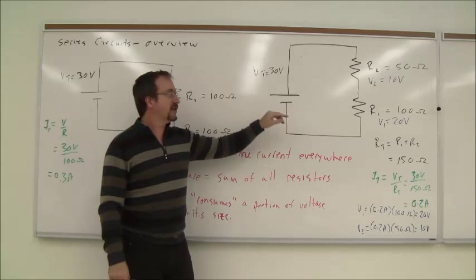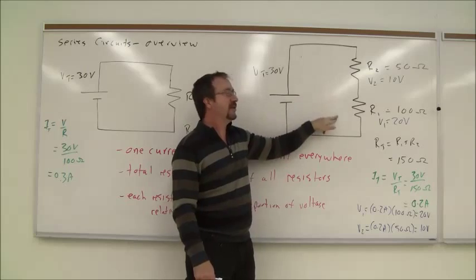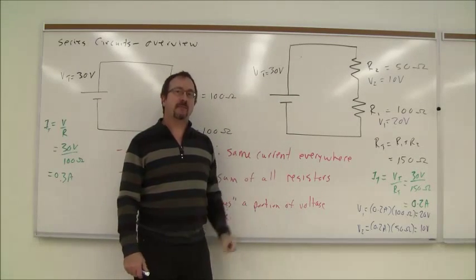Just remember with series circuits, one path, one current, voltage is allocated based on different levels of resistance, and the resistance for the whole circuit is the sum of all resistors.